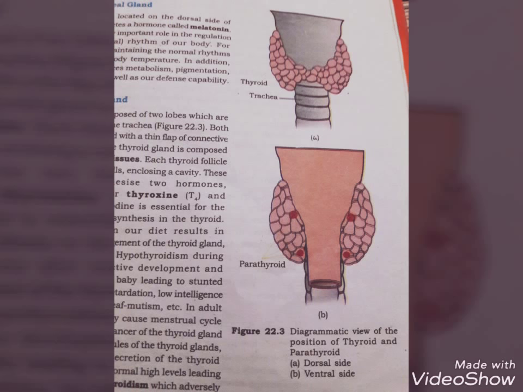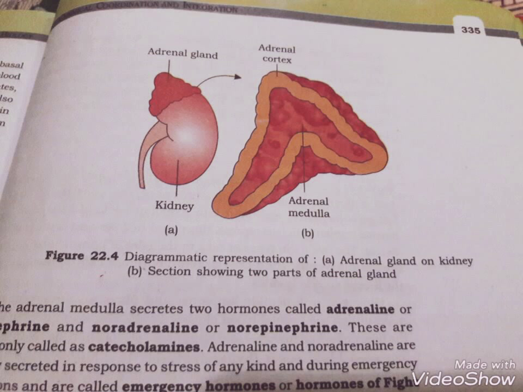The adrenal cortex can be divided into three layers called zona reticularis (inner layer), zona fasciculata (middle layer), and zona glomerulosa (outer layer). The adrenal cortex secretes many hormones, commonly called corticoids. The corticoids which are involved in carbohydrate metabolism are called glucocorticoids. In our body, cortisol is the main glucocorticoid. Corticoids which regulate the balance of water and electrolytes in our body are called mineralocorticoids. Aldosterone is the main mineralocorticoid in our body.